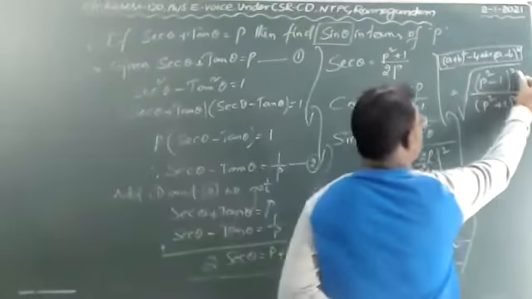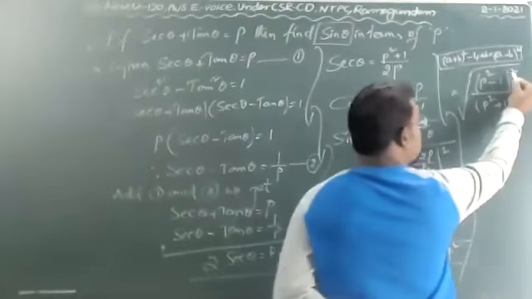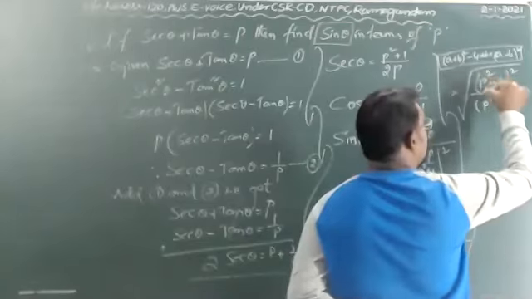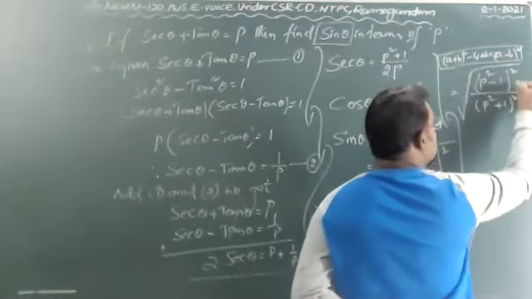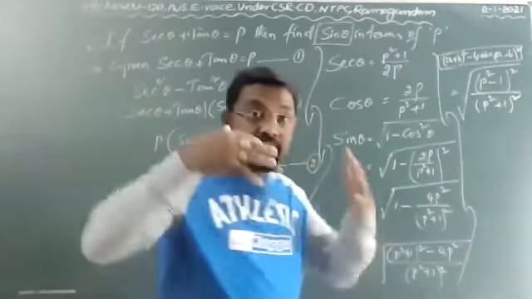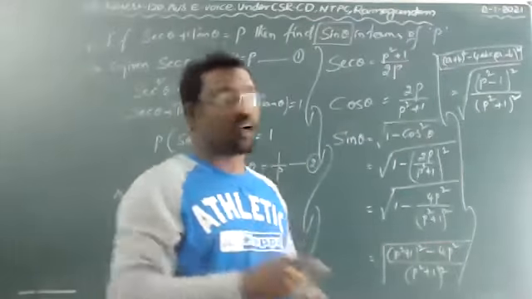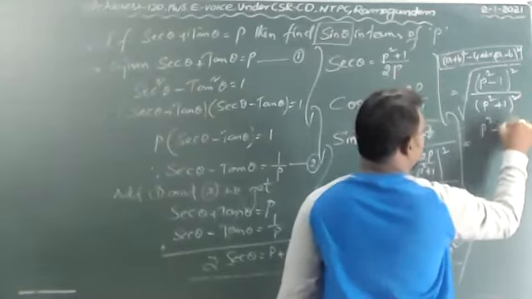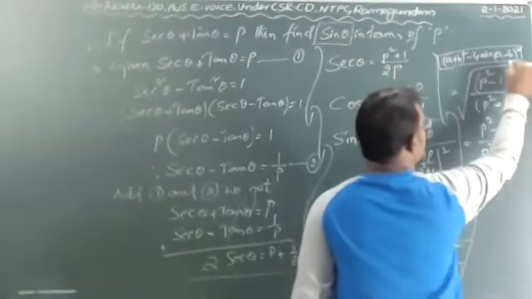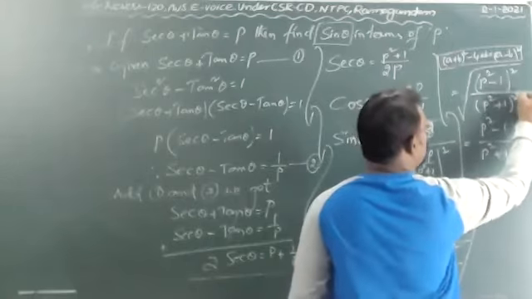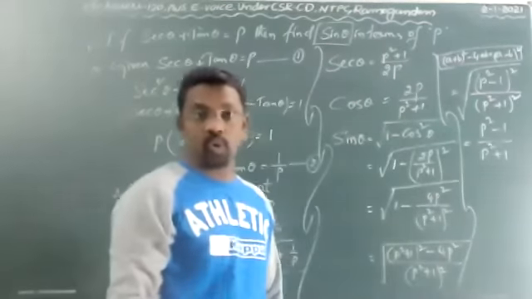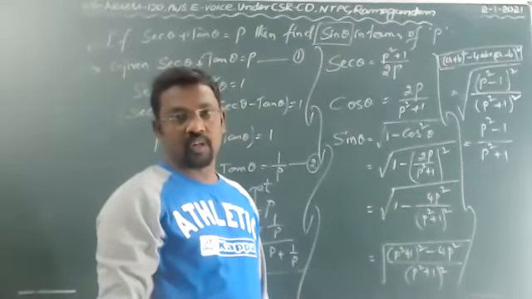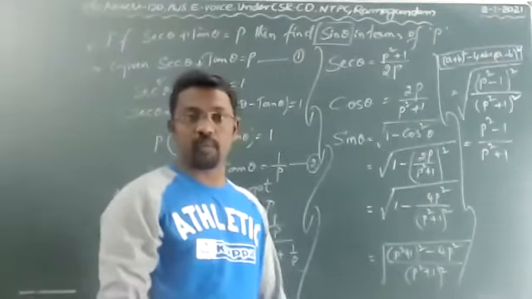So what will you get? See now, the square here gets cancelled, not this one. This square will get cancelled because brackets are there. Brackets square will get cancelled. The whole square gets cancelled. So the result you will get here is p square minus 1 by p square plus 1. The square and root get cancelled. So finally you got it, p square minus 1 by p square plus 1.